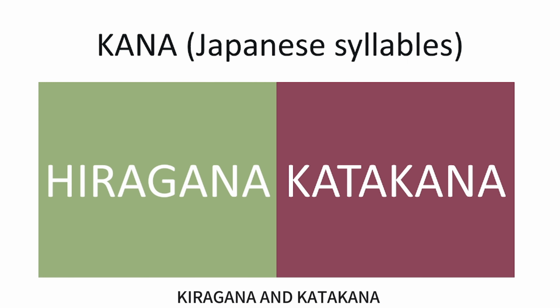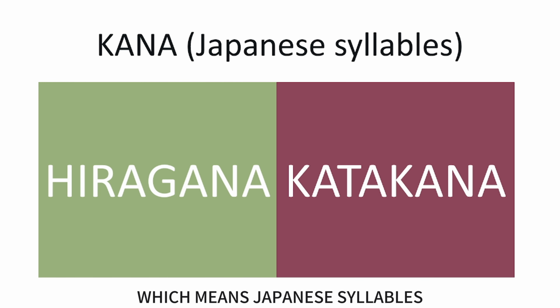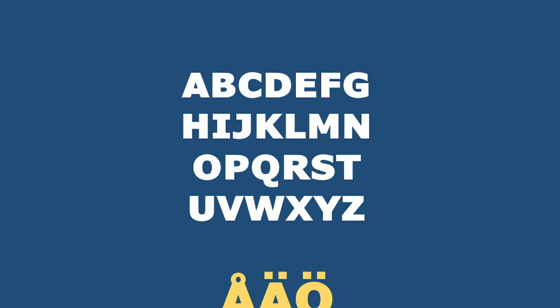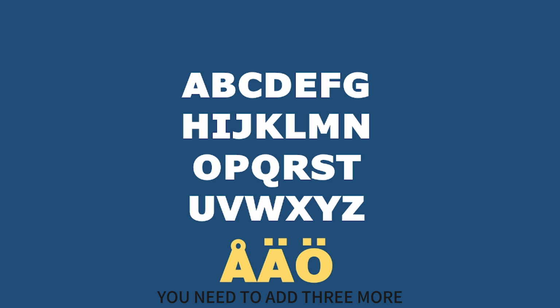Hello everyone. Today I'm going to show you how to pronounce and write hiragana. Hiragana and katakana are called kana, which means Japanese syllables, just like letters in English. English has a total of 26 letters, and in Swedish, you need to add 3 more. So how many syllables are there in Japanese?